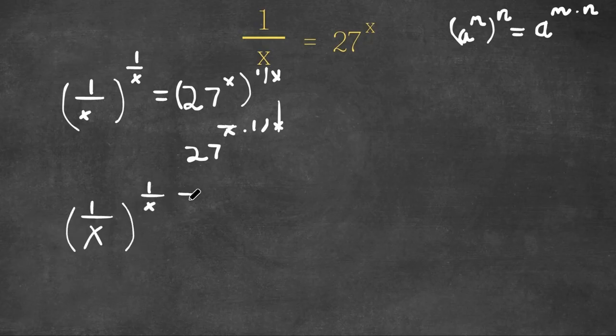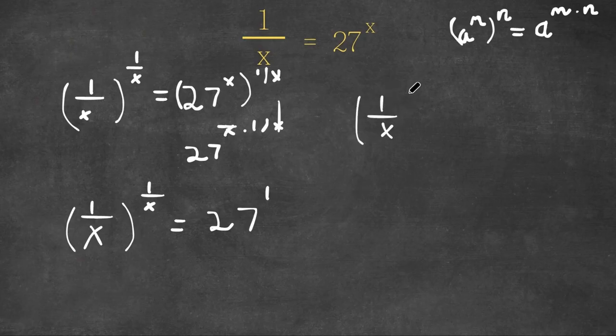is equal to 27 to the power of 1. Now 27 is the same thing as 3 to the power of 3. So now we have 1 over x to the power of 1 over x is equal to 3 to the power of 3.